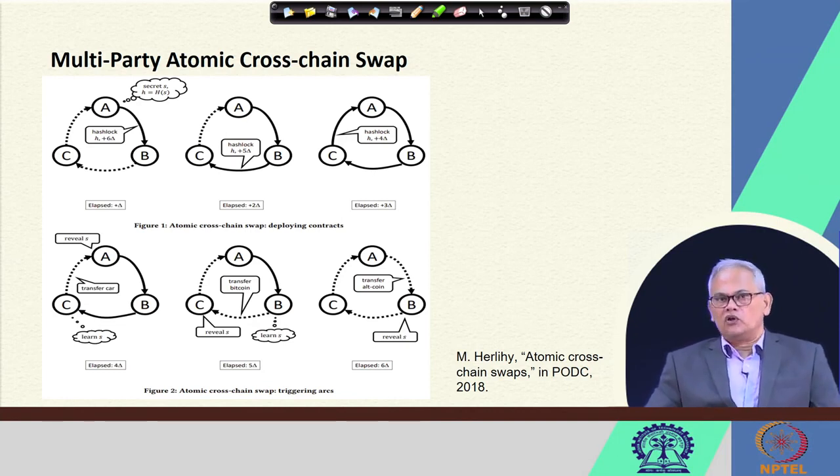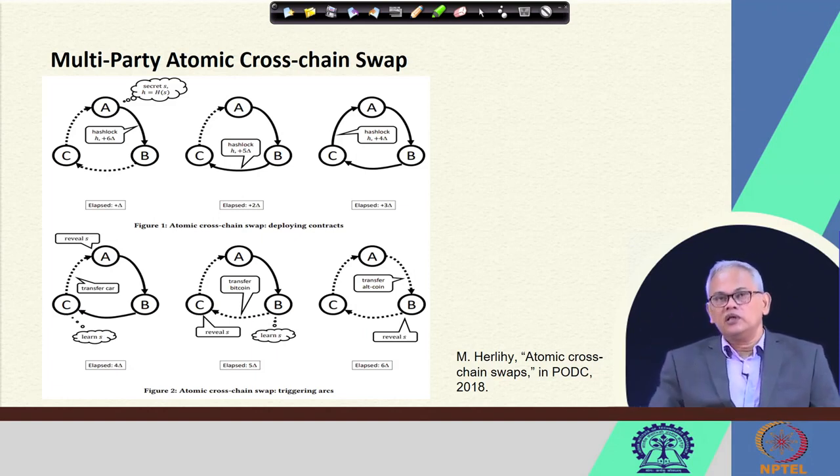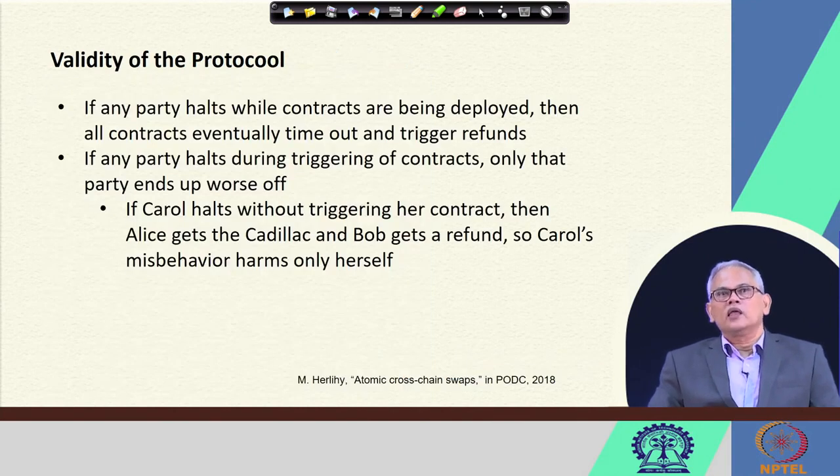Bob has not created any contract, Carol has not created any contract, and hence after that 6 delta Alice will get back her money, that is her altcoins. If after the second step in the top row, after Bob created the contract, say Carol is not proceeding, then after some time Bob's contract will first time out, which is that 5 delta, and Bob gets the refund, and after 6 delta Alice will get the refund. So you see that if it halts in between, all contracts will eventually time out and trigger refunds.